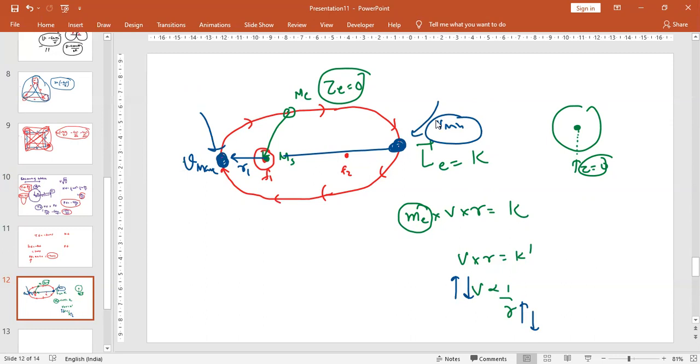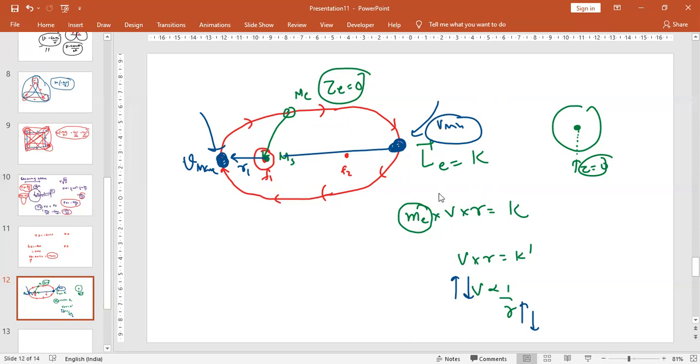Angular momentum of earth while revolving around the sun remains constant with time because there is no torque acting on earth. If net torque is zero, then angular momentum can never change. This is conservation of angular momentum. It says that if there is no torque acting on a system, then angular momentum can never change, just like linear momentum. If force is zero, then linear momentum can't change, and if torque is zero, then angular momentum can't change.